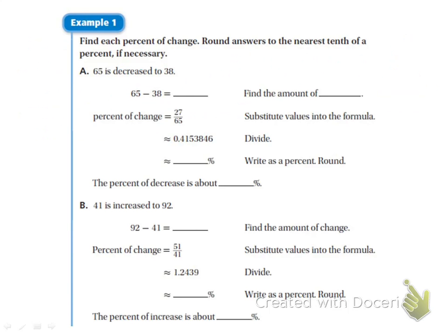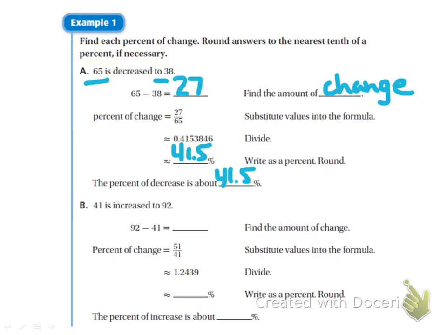Okay, example number 1. Find each percent of change, round both to the nearest tenth of a percent if necessary. So first we're going to subtract. 65 minus 38 is 27. So we're finding the amount of change by finding the difference. Then we're going to substitute the values into the formula. Divide and find that our percent is 41.5%. And that is a decrease because at first it was 65, then it went down to 38.